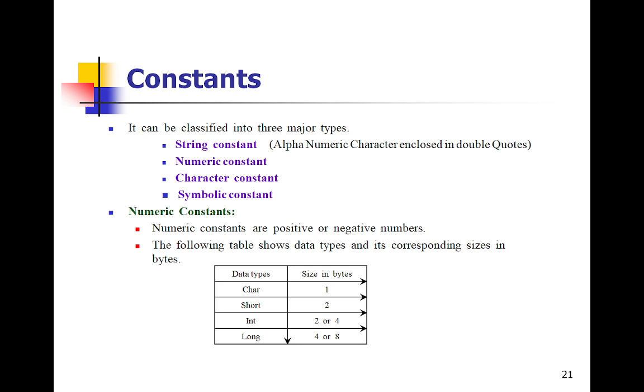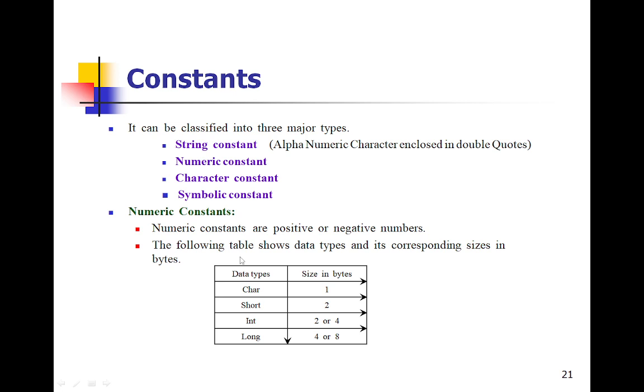So constant means these are all the different kinds of constants available. It may be a string constant, numeric constant, character constant, or symbolic constant. Character constants may be positive or negative numbers. The following table shows the data types and their corresponding sizes in terms of bytes.